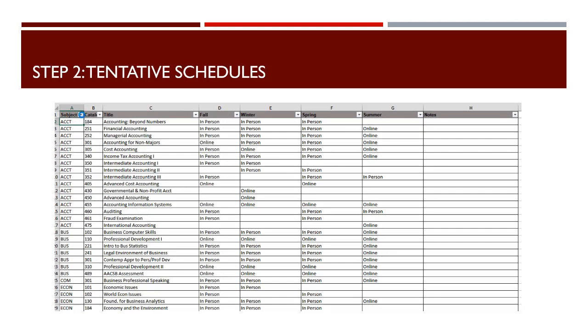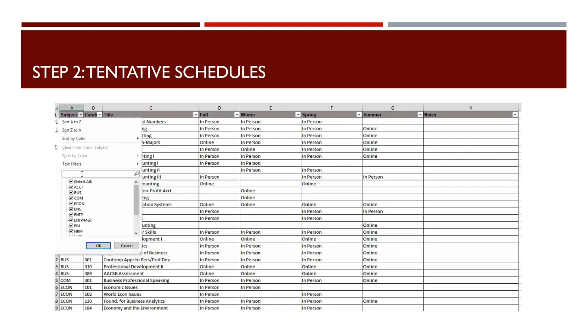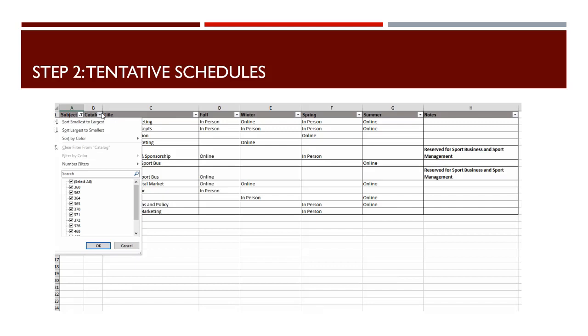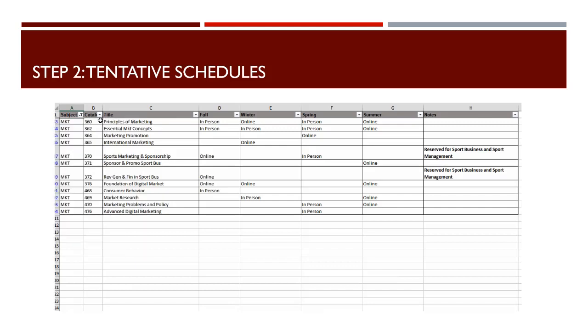Next, they view the tentative schedules to determine when all of their needed courses are offered. The tentative schedules have a search function to look for specific subjects or for class numbers. Once they have searched for a specific class, they write down the offerings on the checklist. They notice that the marketing specialization classes are only offered once or twice a year. They also notice that most foundation and core are offered almost every quarter.